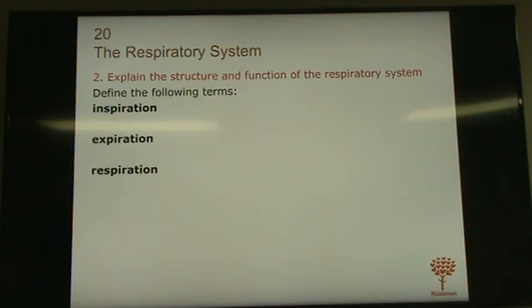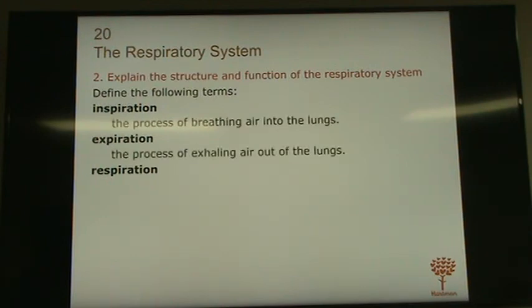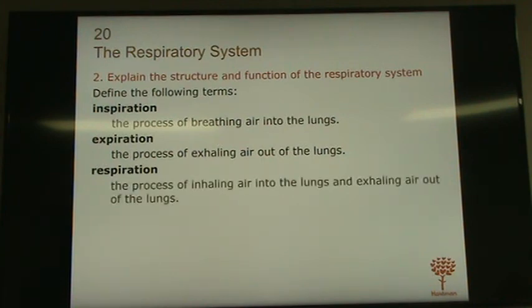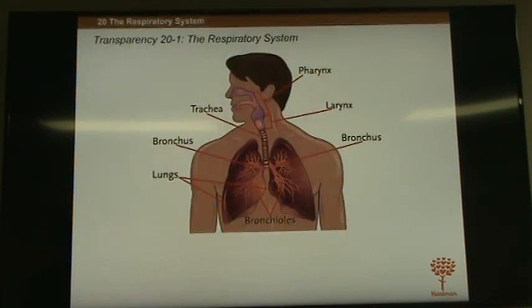Inspiration is to breathe in, expiration is to breathe out, respiration is to breathe in and out. So know the difference between the terminology. Inspiration, breathe in; expiration, breathe out; respiration, breathing in and out, the process of inhaling and exhaling. Those are your respiratory system anatomy picture.